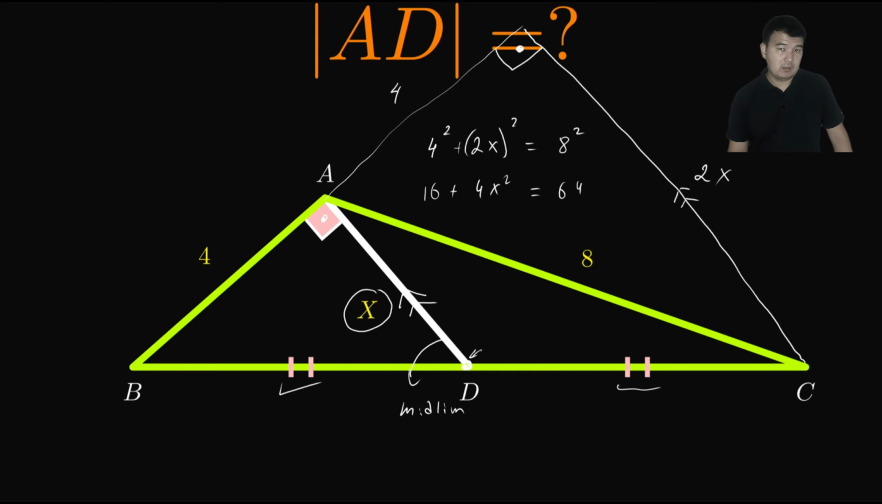So maybe you could divide everything by 4. So that makes it 4x squared equals 16... so x squared is 12. Or x is root of 12, which is equivalent to x is equal to 2 root of 3.